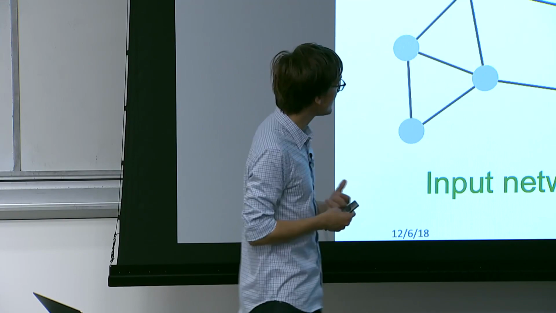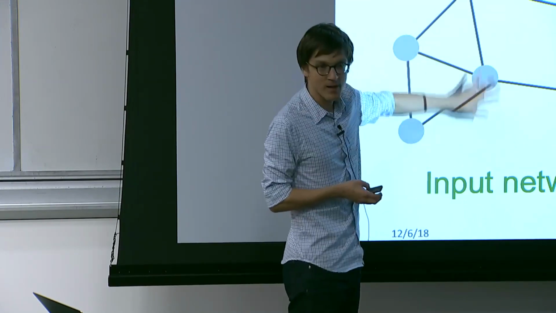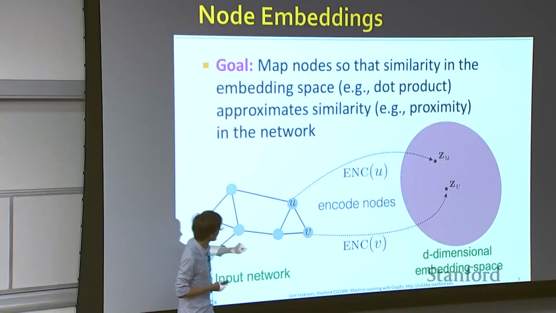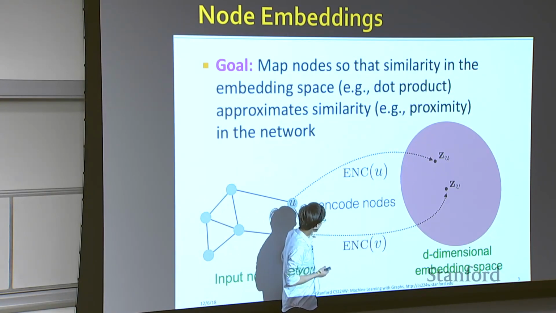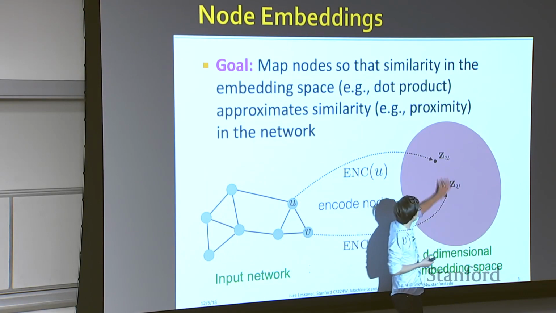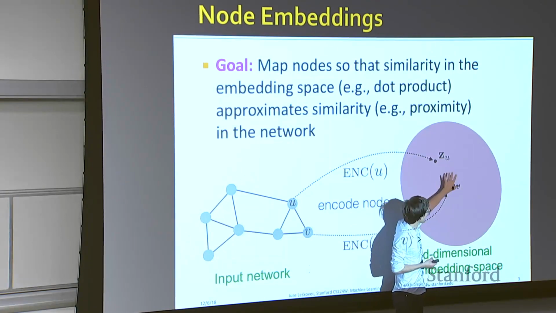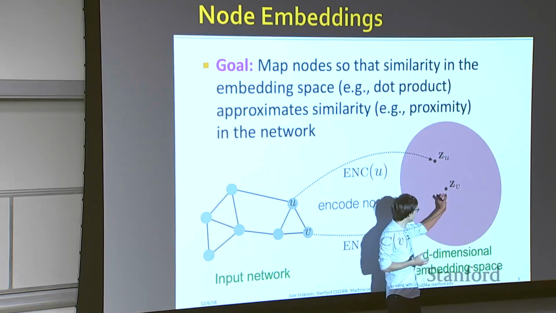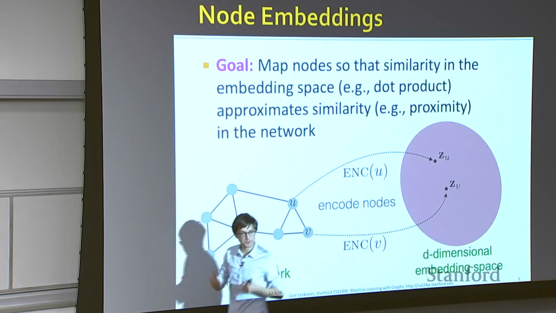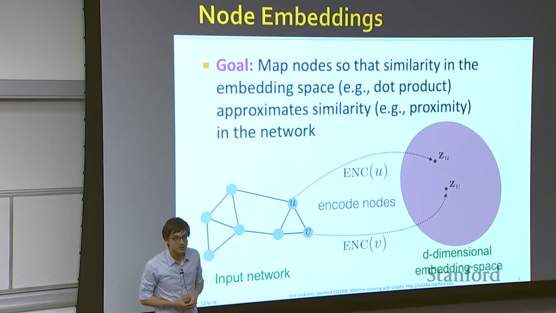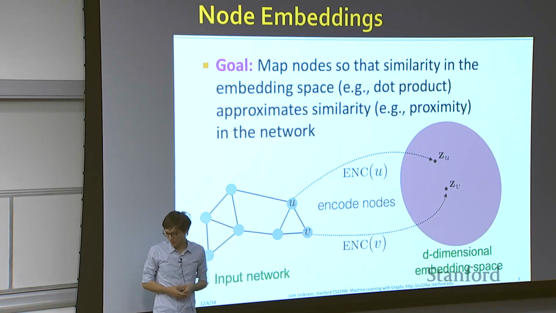One way we can think about this is to say, I have my complicated network here. I want to learn these encoding functions that will take the nodes in the network and map them into this low-dimensional space. And the position of the node in this space should somehow capture the position of the node in the network. So that's what we are trying to do.